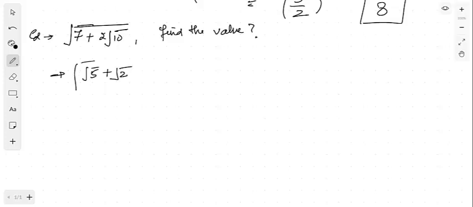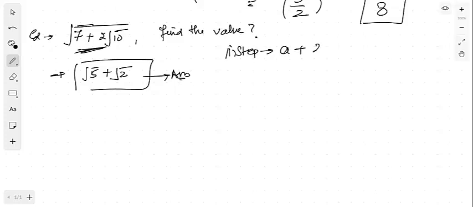How I have written this value directly. The thing is, first of all, the first important step is that the question must be in the form of a plus 2 root b. Okay, this is a plus 2 root b. If sometimes they give questions in a different form, then try to convert those questions into this particular form of a plus 2 root b.